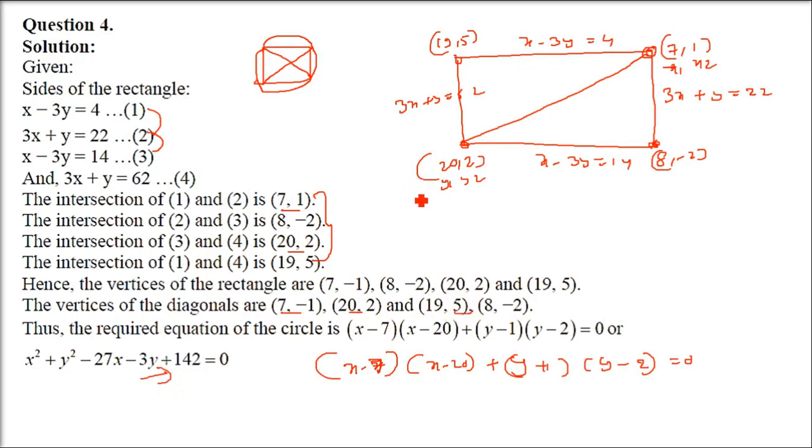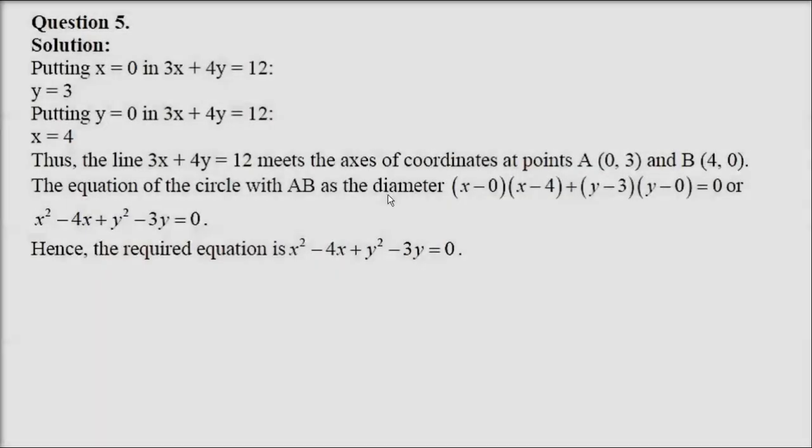Either you take the other one, same equation is going to come. This is question number 5. Find the equation of the circle passing through the origin and the points where the line 3x plus 4y equals 12 meets the axis of coordinates. Now let me tell you one thing, that these questions are jumbled up, scrambled. So in your edition you may find this question at some other question number, right?